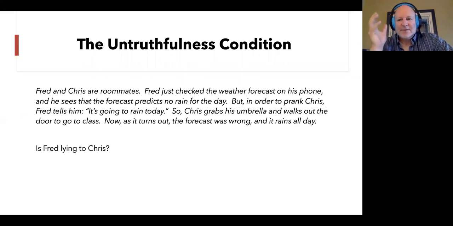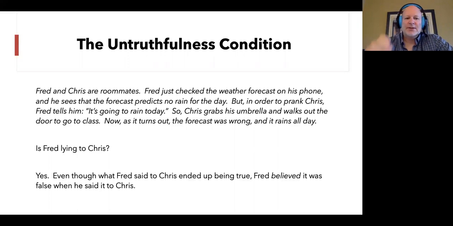And again, on the surface here, it might seem like this can't be a lie because what Fred is telling Chris was actually true. He said it's going to rain, and it rained. But notice that according to the traditional analysis of the concept of lying, this is a lie, even though what he said to Chris was completely 100% true. It was a true proposition. He's lying to him. And the reason he's lying to him is because it's an untruthful proposition, even though it's true. When he said it's going to rain today, that's true. It was going to rain today, but it was untruthful. Why? Because he believed it was false, right?